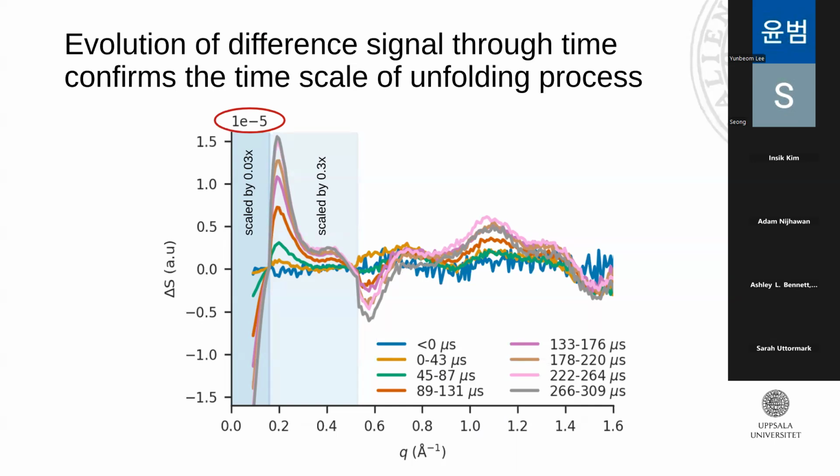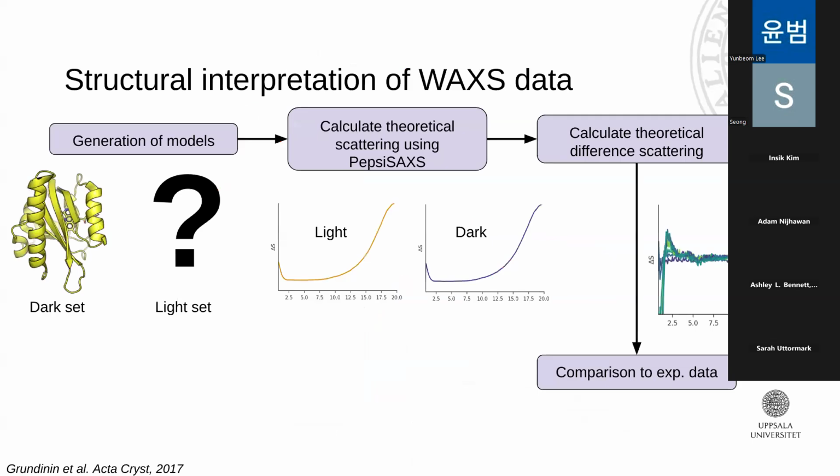So if we want to interpret this, how do we do it? The idea was that we can do the same way as for normal data. We can have a set of models, which we can calculate the scattering of, and then compare this with experimental data. In this case, we chose to use Pepsi-SAXS, because it was conveniently fast for doing a bunch of computations for the models we had.